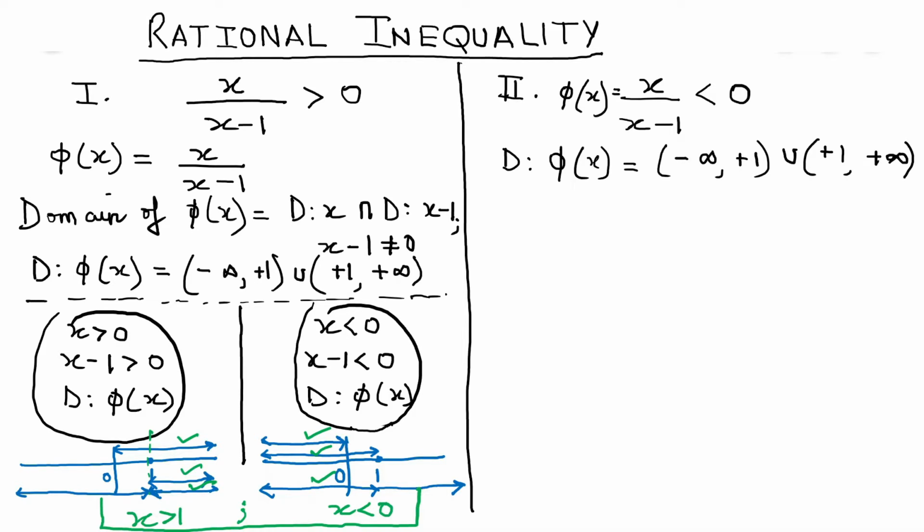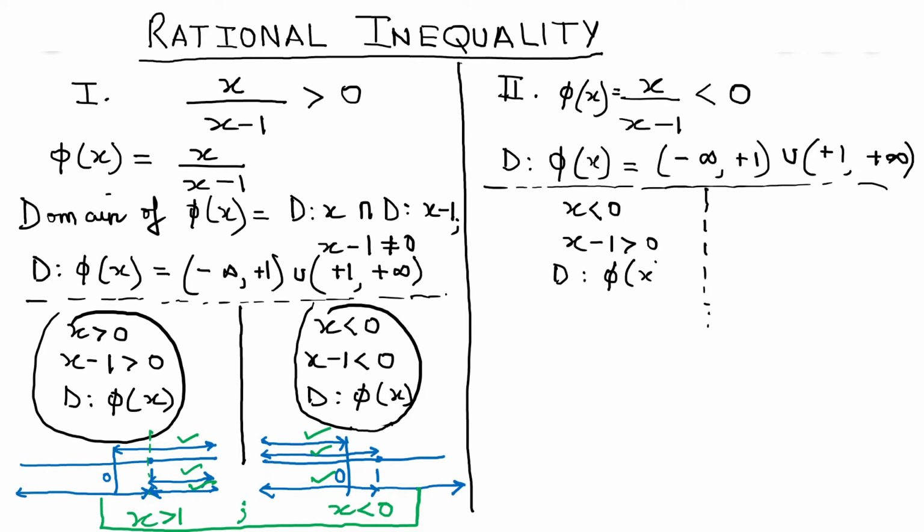Please mark the usage of the brackets. So once this basic thing is done, then we make two cases as discussed earlier. The first case is when the numerator is negative and the denominator is positive. When we take this with an intersection with the domain of phi x, we get the solution set from the left hand side, which is this case.